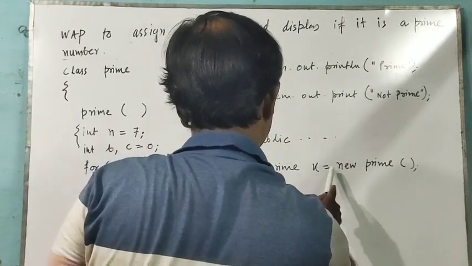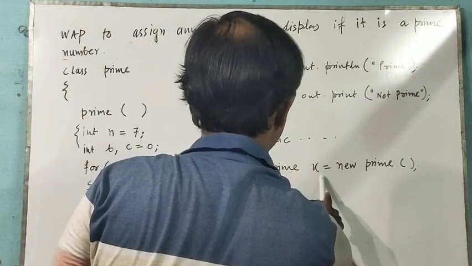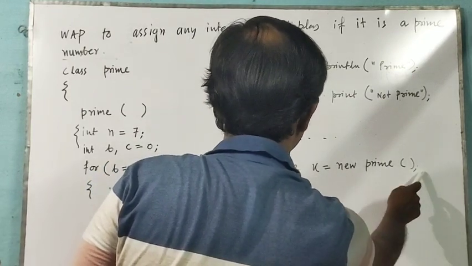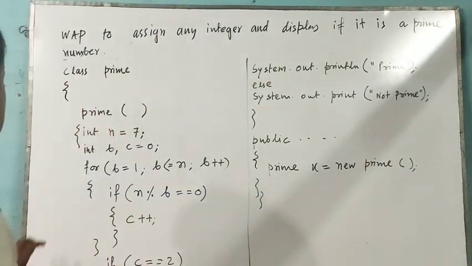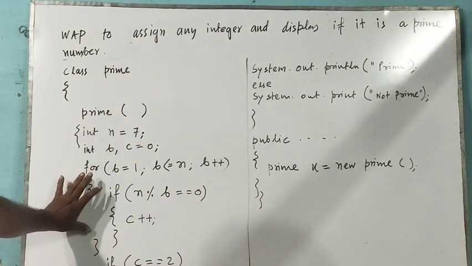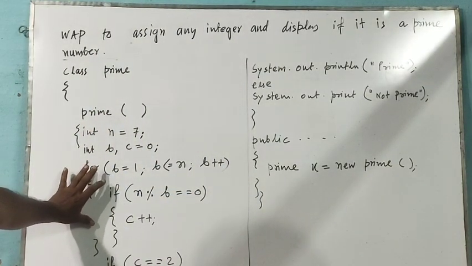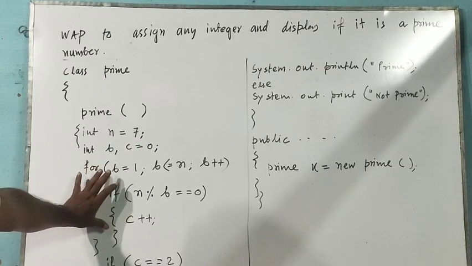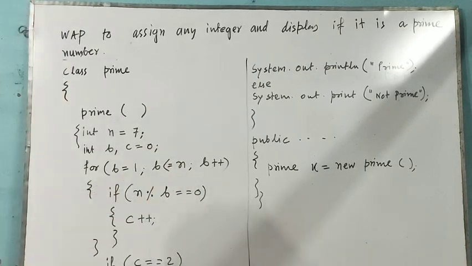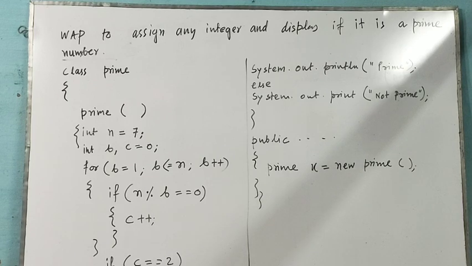So when this object of the class is created, this constructor is called automatically, and whatever calculation is done inside the body of the constructor will be performed. So this program will simply check whether 7 is a prime number or not. So I hope you understood this.